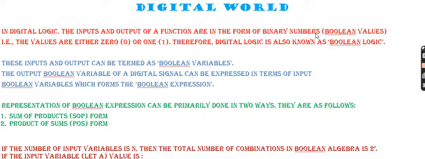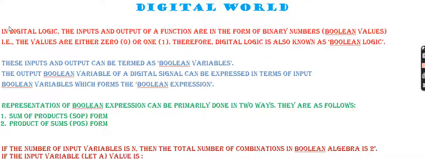Therefore, digital logic is also called Boolean logic. Boolean logic is nothing but a digital logic where it is represented only in the form of 0 or 1. That is the very important key point we should understand in digital electronics. Whether it is input or output, the function is in the form of either of two values, 0 or 1. So it is called Boolean logic.